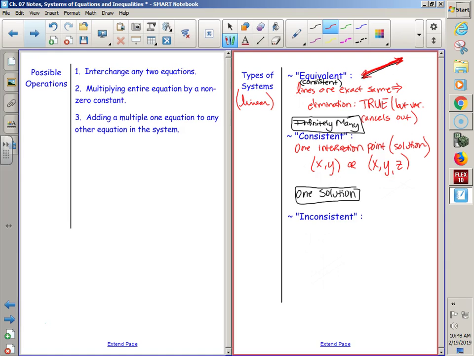So even though equivalent could be consistent because there are solutions, we call it equivalent as soon as we realize they're the same line. Consistent, we say, okay, they're not the same line, or else we'd use that word. And they have one solution, and we can solve for it. X equals blank, y equals blank, done. Inconsistent, well, that's the other case. No solutions.